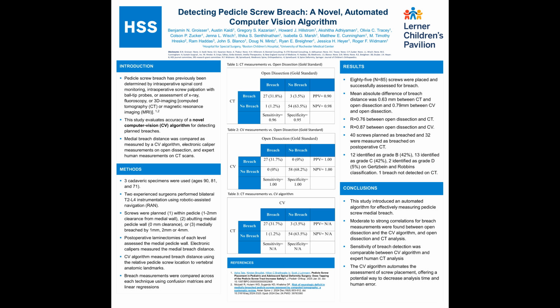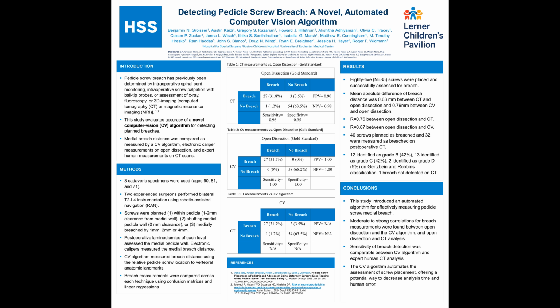Results were available on 85 screws, which were placed successfully and assessed for breach. Mean absolute differences of breach distance was 0.63 millimeters between CT and open dissection and 0.79 millimeters between computer vision algorithms and open dissection.